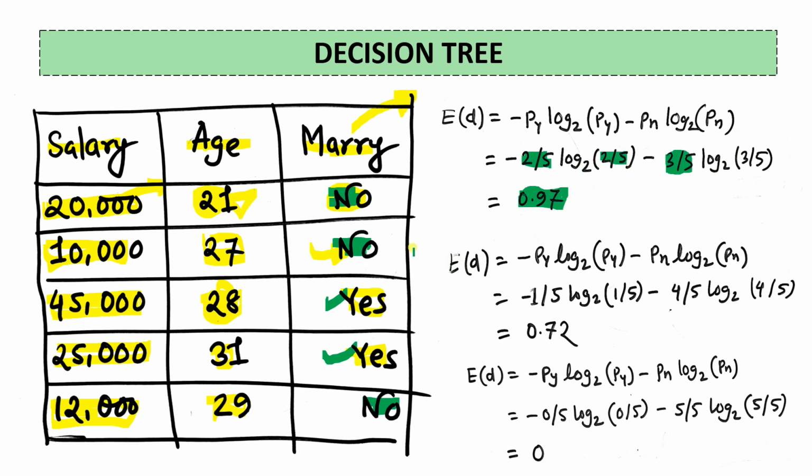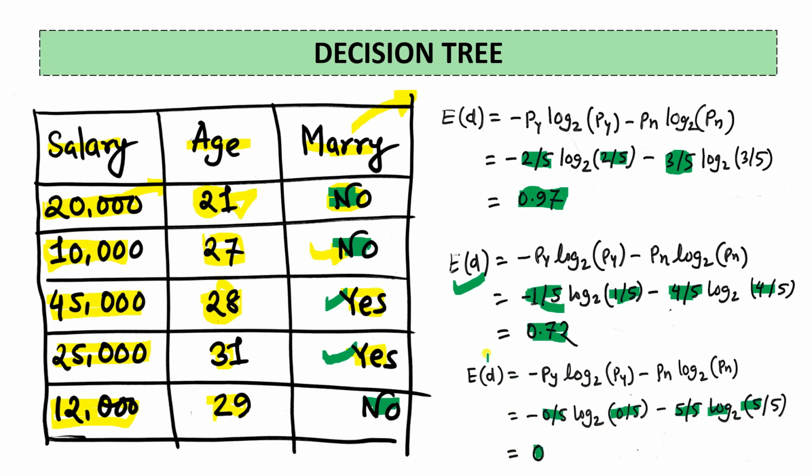So let's say if we have one yes and the rest of them are no, it should be 1 by 5 and 4 by 5, because 4 are no in this example. So with 4 by 5 we get 0.72. Let's say all of the values are no, or all of the values are yes. If all of the values are no, that means you don't have any yes. So yes should be 0 by 5, and this is 5 by 5 log to base 2 of 5 by 5. If we calculate this, we directly get the value of 0.